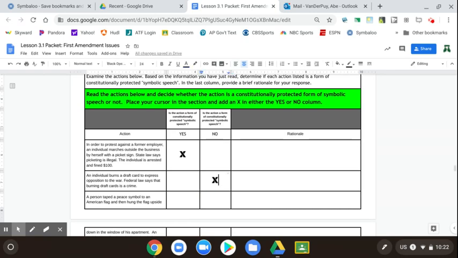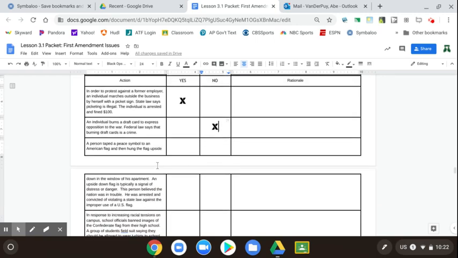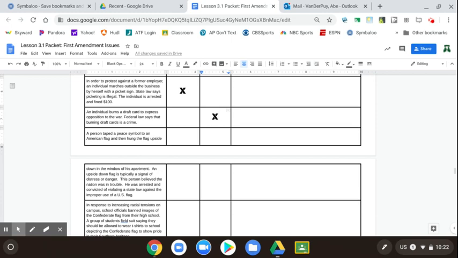And the reasons why for that is that the draft card represents a government interest, and that the draft card itself is government property. So that's not a personal property issue. And so you are defying an important government interest. Again, that's one that a lot of people still to this day disagree with.